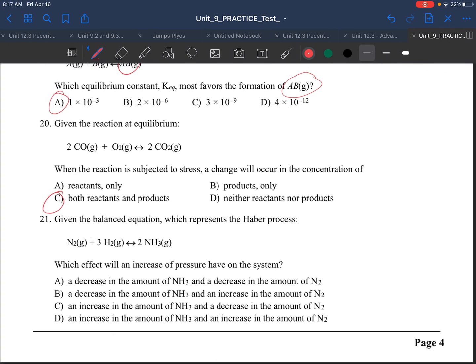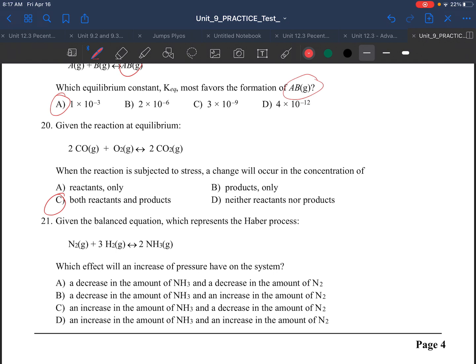Looking at this equation, what effect will an increase of pressure have? We know for sure we have gases, so this will have an effect. If they weren't gases, nothing would happen. Now, an easy way to look is think about your initial concentration. You have 2 moles of gas on this side, and you have 4 moles of gas on this one. What's going to happen if we increase the pressure is we're going to shift to the side with fewer moles. So we're going to shift right, which will be an increase of NH3, and therefore a decrease in the amount of N2.